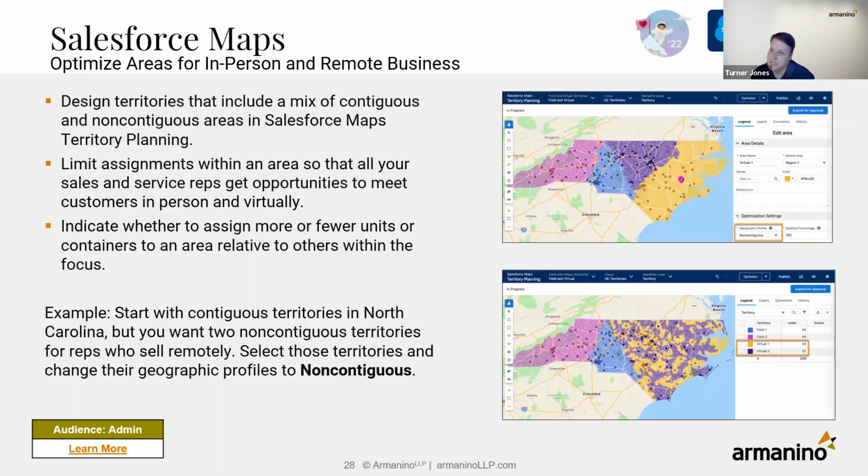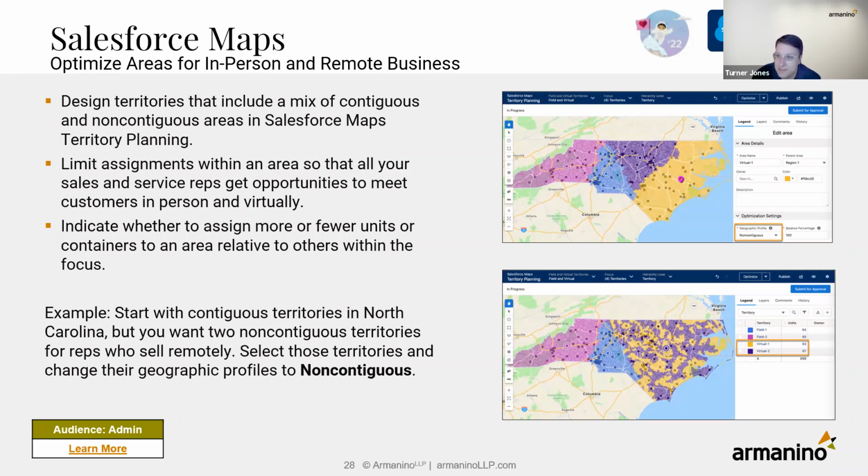So the next feature that's come out with Salesforce Maps is optimizing for remote business. We all know that we've switched in the past couple of years to a remote model for a lot of people. With this switch, you can design territories with a mix of contiguous and non-contiguous areas for territory planning. You can see from the first picture down to the bottom picture, the split of the orange and purple territories now. Salesforce will support that.